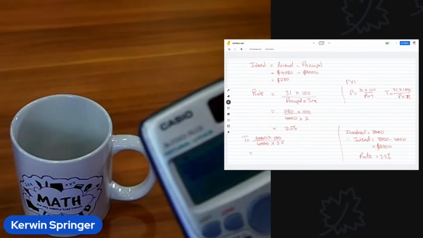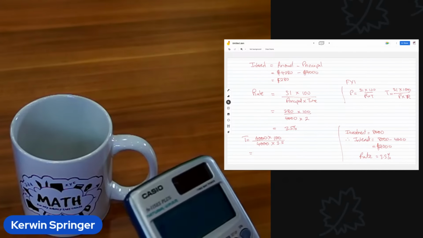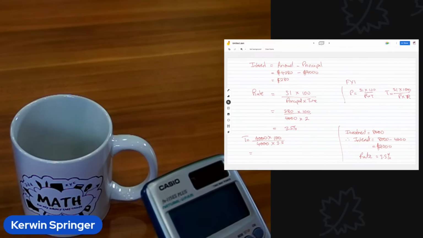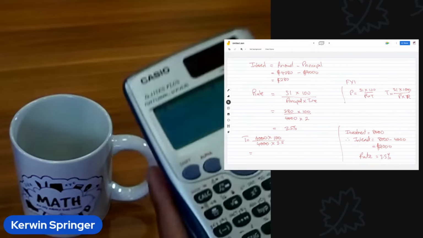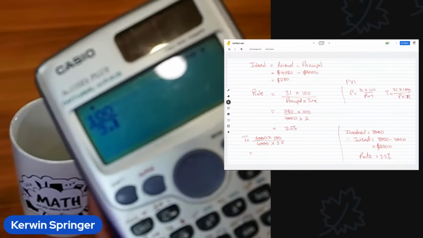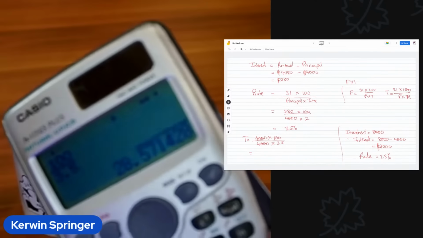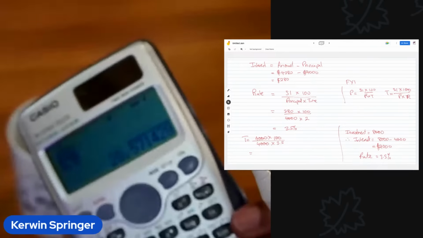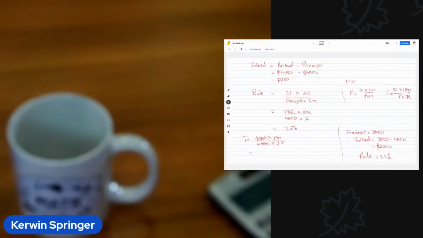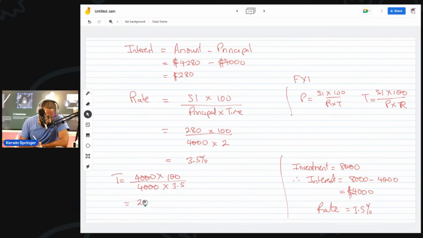If it's looking blurry, you need to raise the quality. I'm seeing that 4,000 already cancels with 4,000 here. See that? So it's really just 100 divided by 3.5. 100 divided by 3.5 is 28.57. 28.57, class. Again, 28.57.